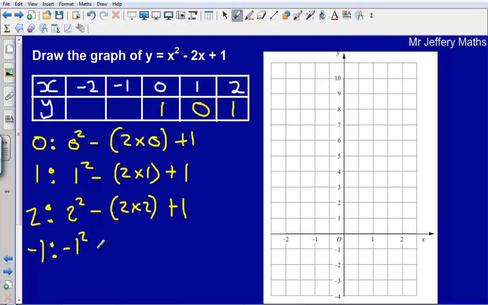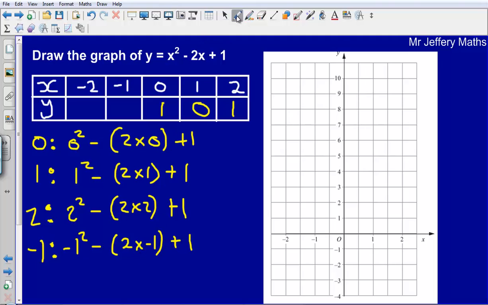So we've got minus 1 squared minus 2 times minus 1 plus 1. Minus 1 squared, so that's minus 1 multiplied by minus 1. That gives us an answer of 1 because we've multiplied two negatives and we've got a positive answer. So we've got 1 minus 2 times minus 1 will give us minus 2. So we've got minus 2 plus 1.